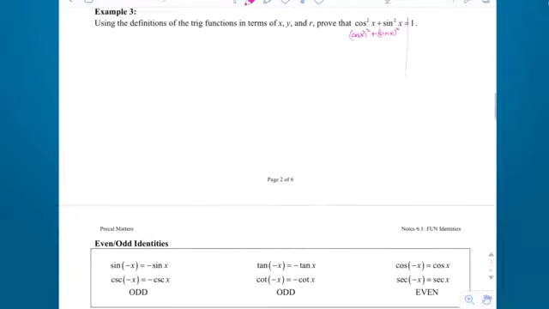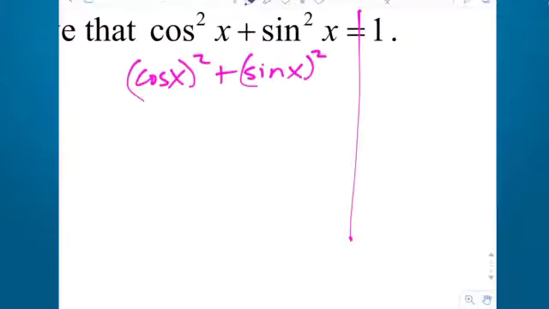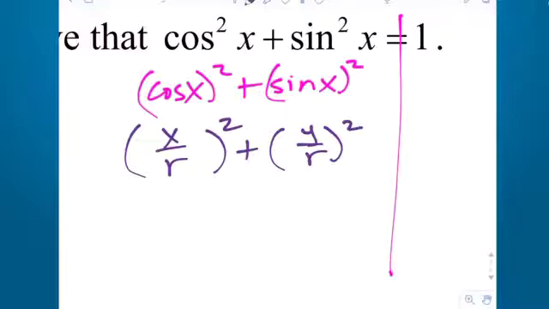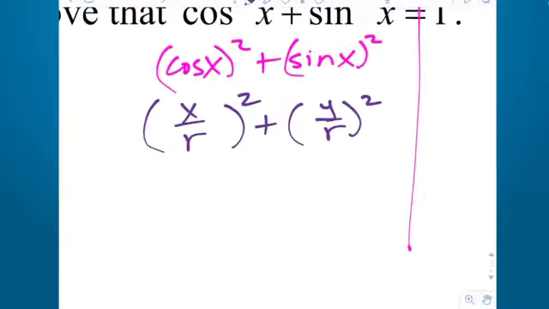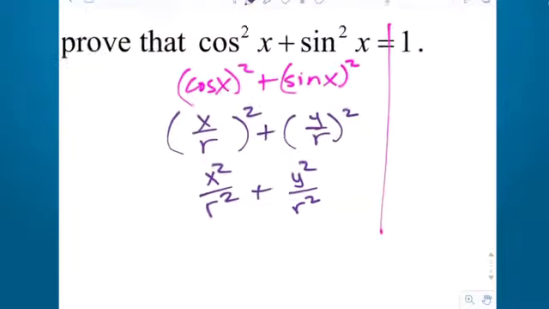Now, because this is also a fundamental identity, we must use the definitions. All right? So cosine of x or cosine of theta or cosine of lambda, whatever the variable might be, what is the definition of cosine in terms of x, y, and r? X over r plus sine is y over r squared. And now we have some algebra to do. All right? So that's the same as x squared over r squared plus y squared over r squared.